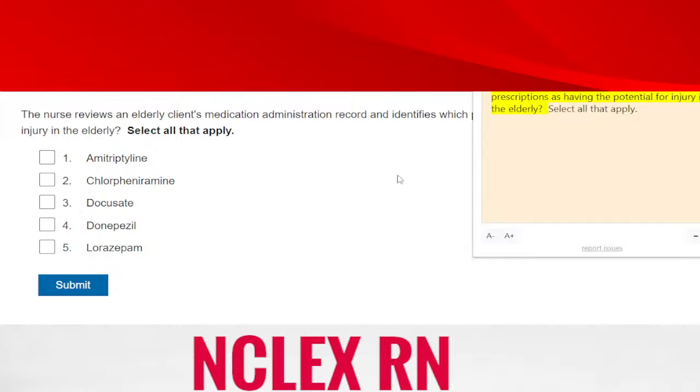The nurse reviews an elderly client's medication administration record and identifies which prescriptions as having the potential for injury in the elderly. Select all that apply.